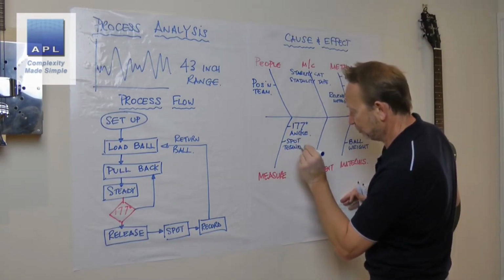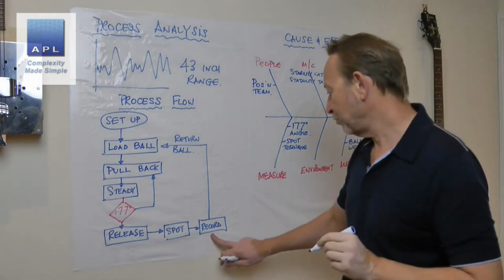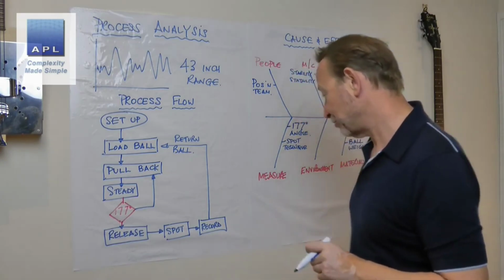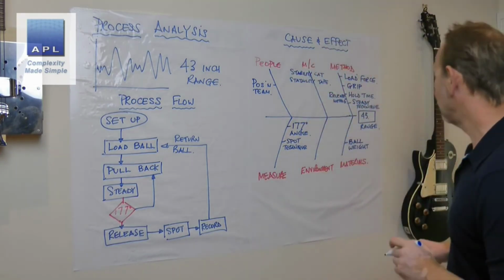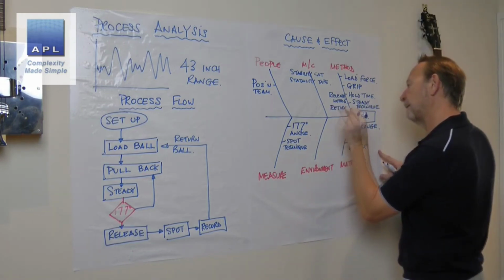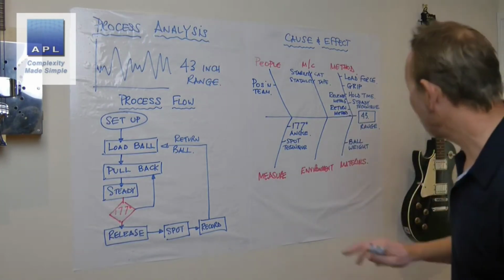Then we've got spotting the ball. So I'm just going to put spotting technique for that one. Can we spot the ball? Then we record the results. Probably aren't any variables at recording the results. And finally, returning the ball. So the return method, maybe the return accuracy might be the one that we might write here.